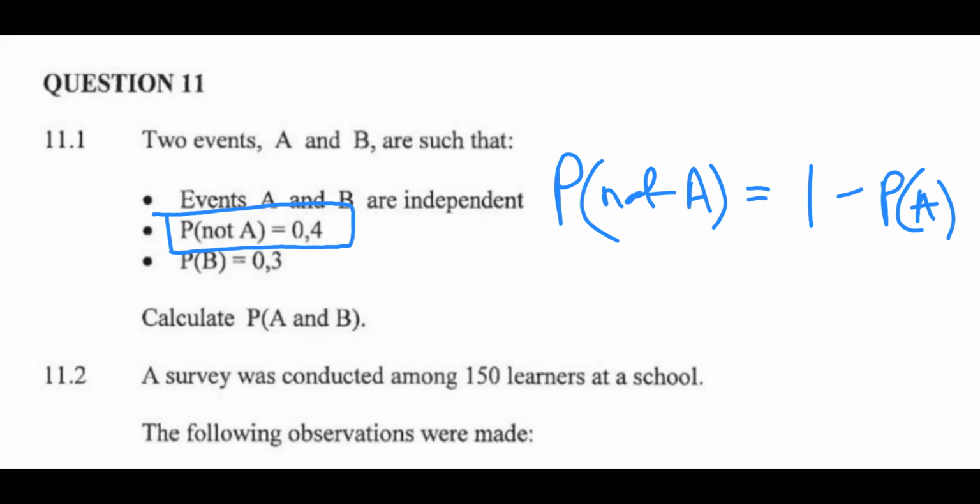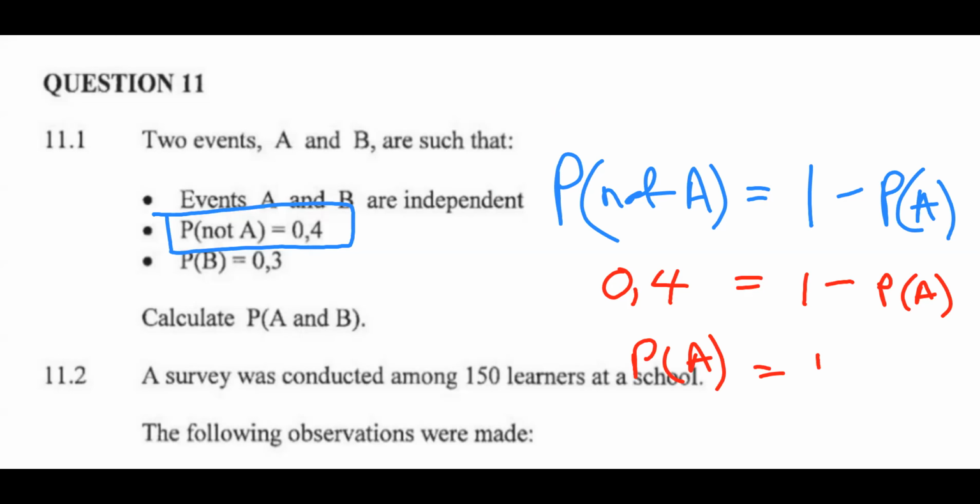So I'm going to work out the probability of A this way. Not A is 0.4. So that's equal to 1 minus the probability of A. To work out the probability of A, I'll just take it over to the right-hand side. It's then positive. And then I'll take the 0.4 across. That becomes negative. And 1 minus 0.4 is equal to 0.6. So the probability of A is equal to 0.6.